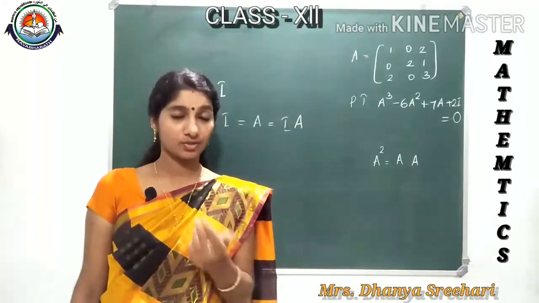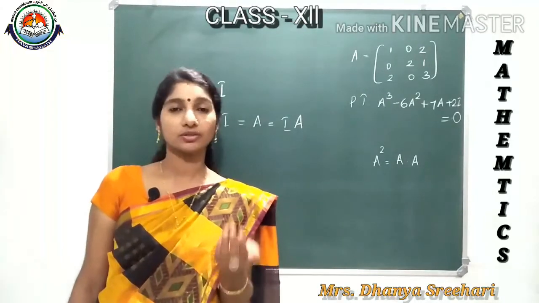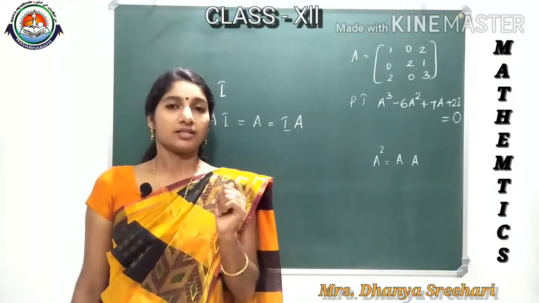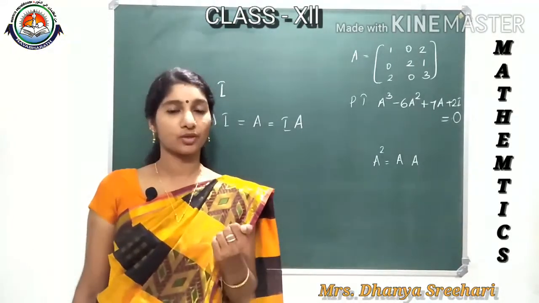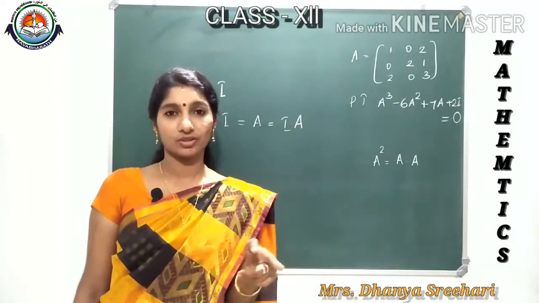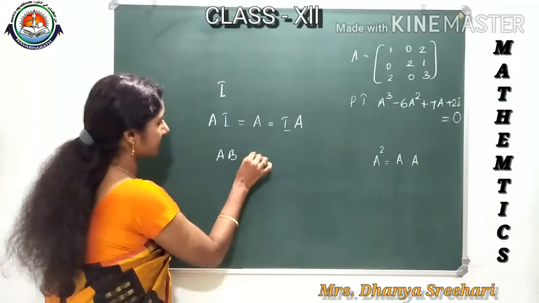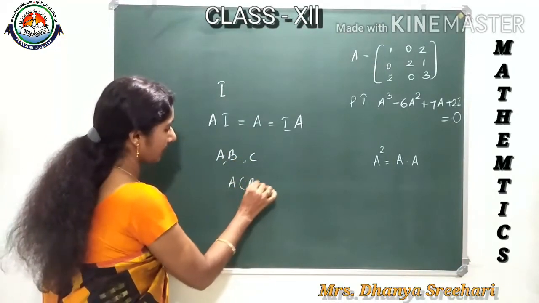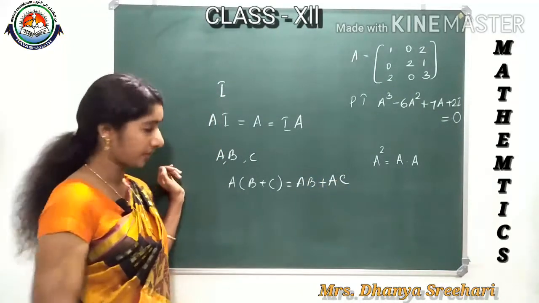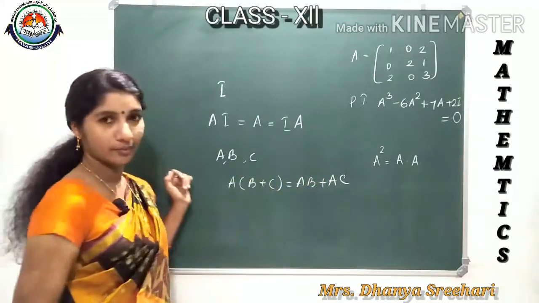So the three properties of matrix multiplication: associative property holds, and we already discussed commutative property does not hold for matrix multiplication. Then distributive property holds for any three matrices, if the multiplication is defined. If you are discussing A, B, C, three matrices, A into (B plus C) is equal to AB plus AC. This is the distributive property. It should be defined, then only this property exists.